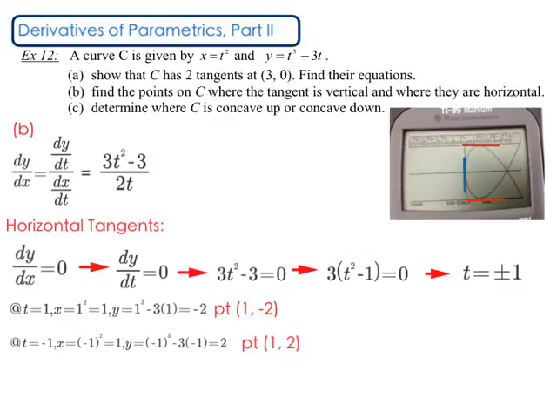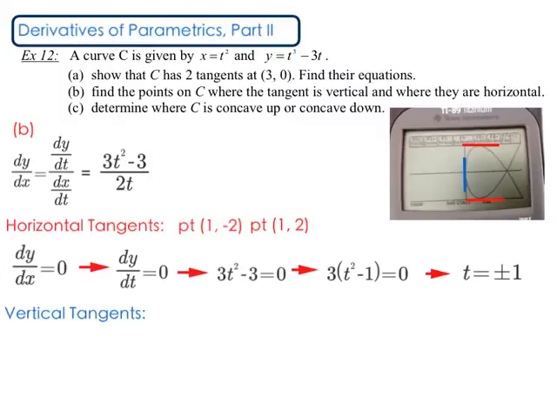Alrighty. Moving on to vertical tangents. Vertical tangents are going to be where the derivative is undefined. And dy/dx will be undefined when the denominator of that fraction is 0, or dx/dt is 0. Okay, that means I need dx/dt, or 2t, to equal 0. And that's happening when t equals 0.